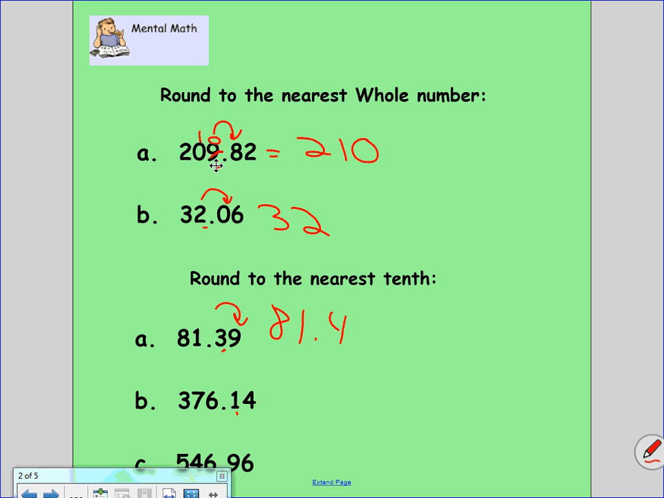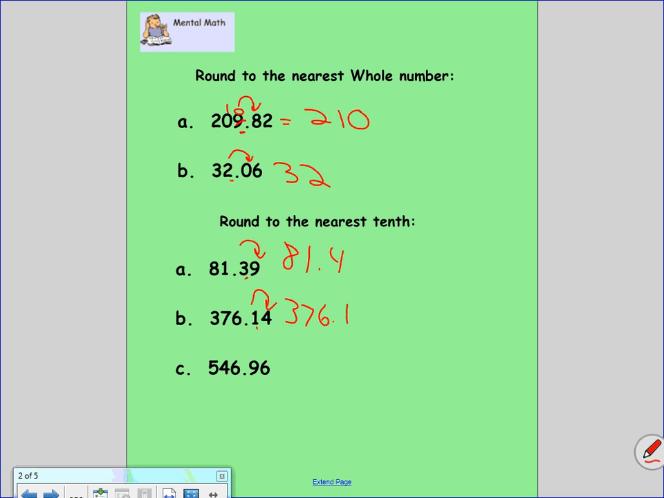Looking at my tenths, looking to my right. That 4 is smaller than 5, so I'm going to have 376.1. The last one, extend this page so I can see it. 9 is in the tenth spot. I'm looking over. The 6 is larger than 5, so I have 546. And that 9 is actually going to have to turn this 6 right here into a 7. Take a look, because I can't put a 10 in this place, right, kids? So that's why I have to move to the next spot to make that 6 a 7. The answer is 547.